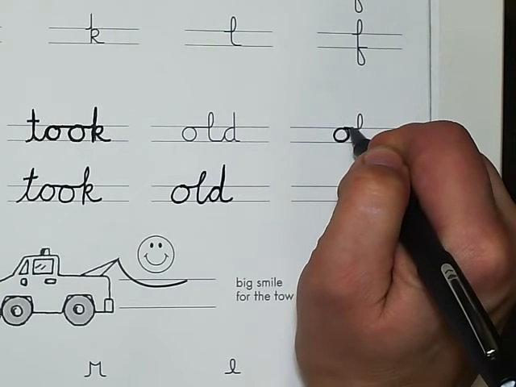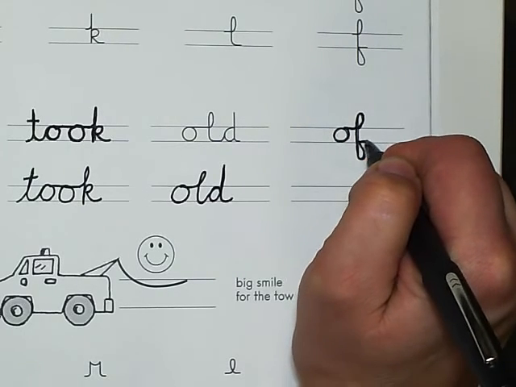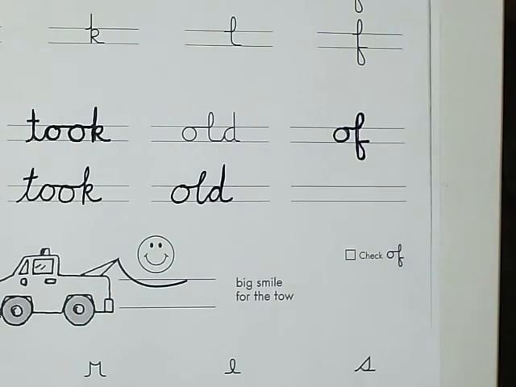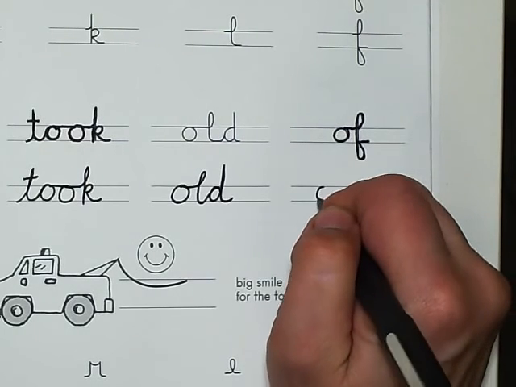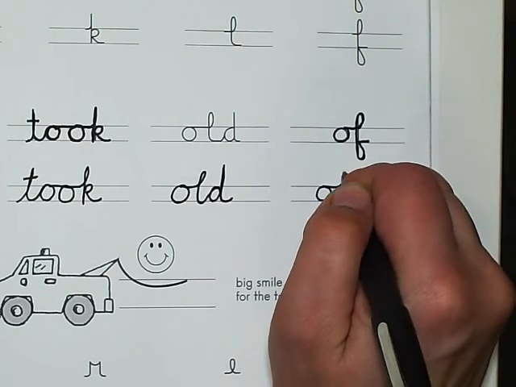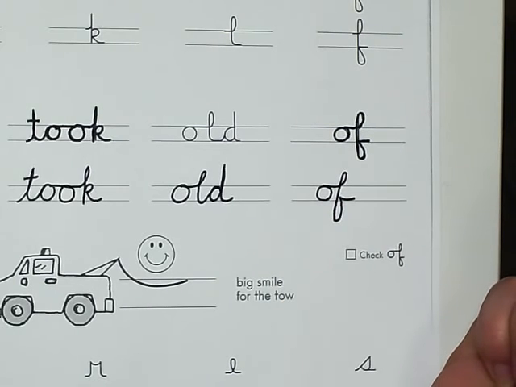Let's trace this, of. We're going to start with our O. We toe away, and then we're going to start our F way up here, trace way down, and then finish the letter. Let's practice it. Here's our O, up. We're going to finish it right there, of.